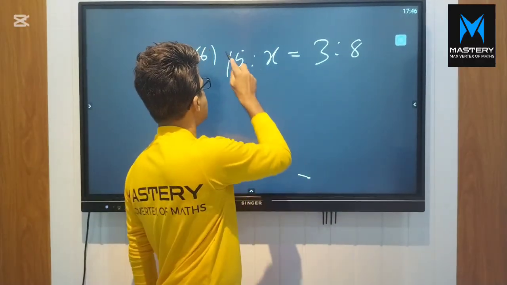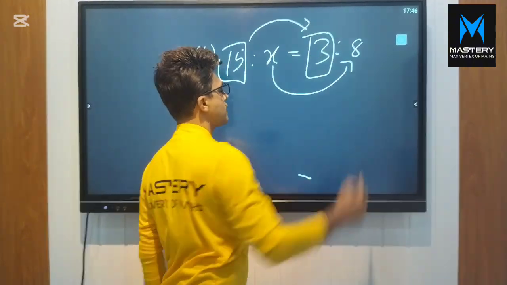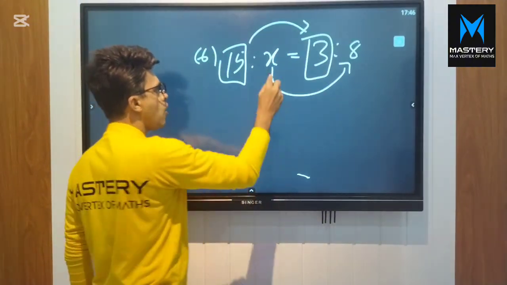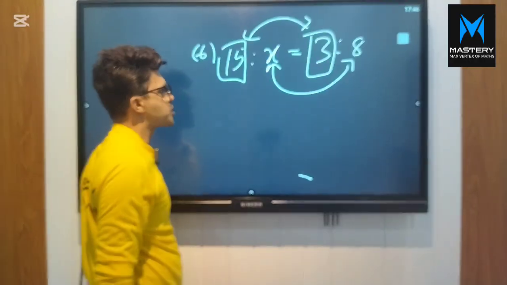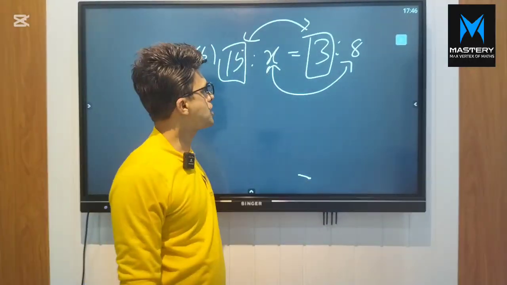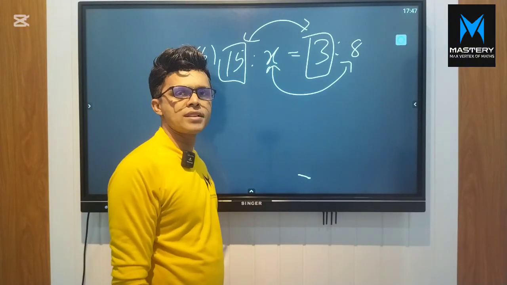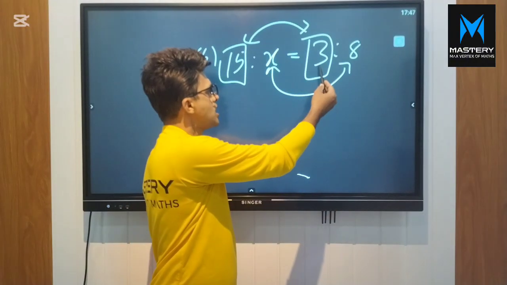Here 8, you could see this digit is related with this one. This digit is related with this one, right? So how can you connect these two digits here, 15 and 3? Just think, when it comes to these types of questions, most probably you need to multiply or divide. Just think of this one, then 3 times 5.